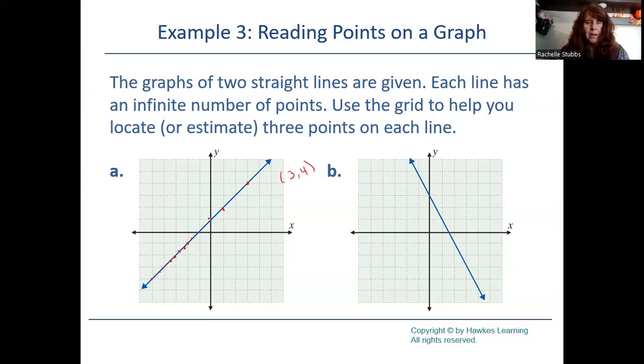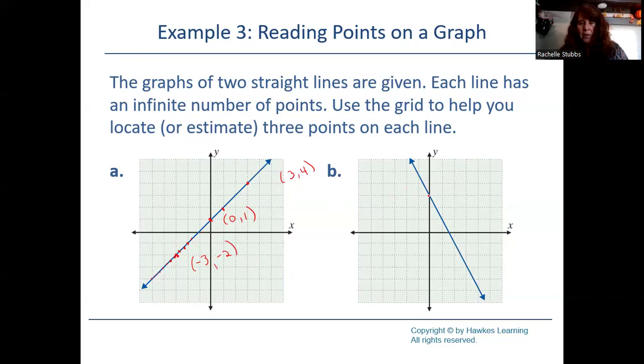I could pick a point right here. That's 0 to the right and 1 up. And then I could pick a point right here. If I pick this one, that's 1, 2, 3 to the left and 2 down. And so it would look like that. That's a comma right there. All right. So I have done that.